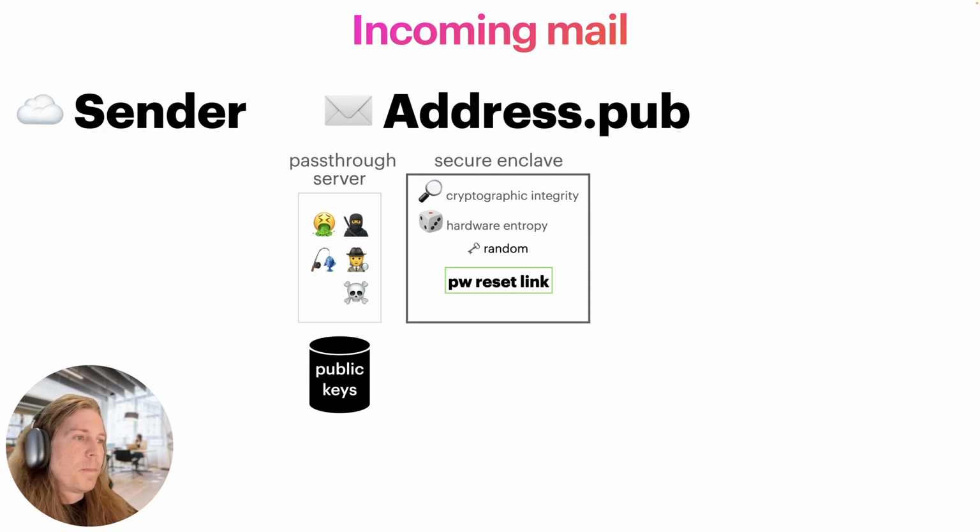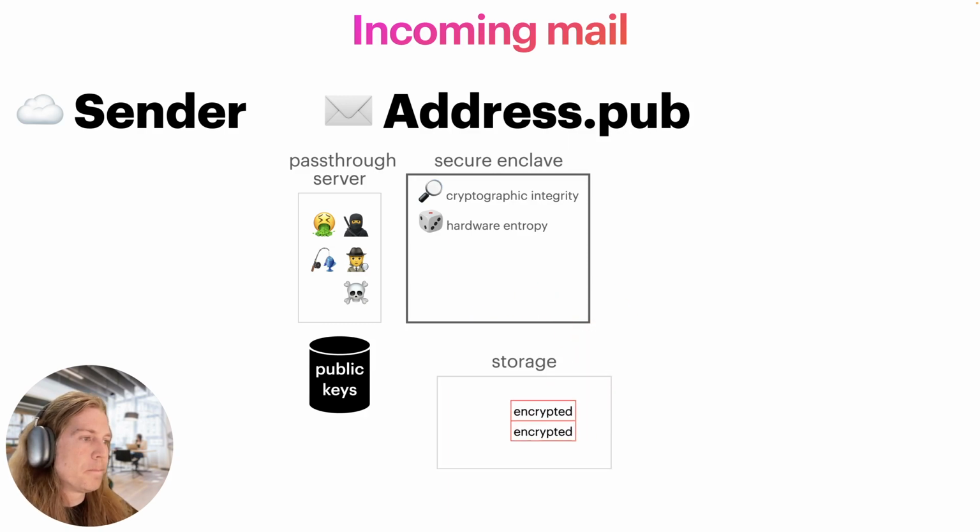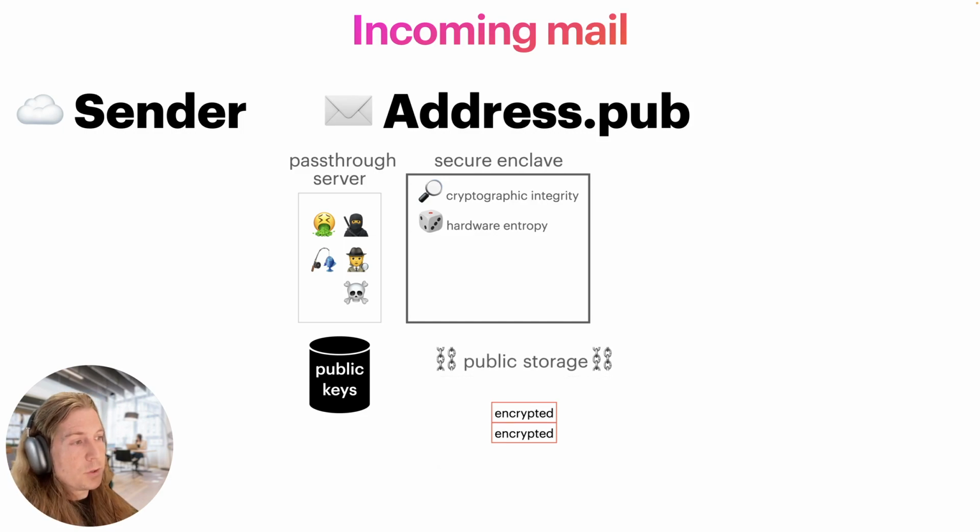Inside the enclave, a random key is generated to encrypt your message. Then the corresponding public key is fetched from our database. That is used to encrypt the random key. Now this encrypted payload can be shipped off to storage. Since it's fully encrypted, the storage could be public, like a blockchain.